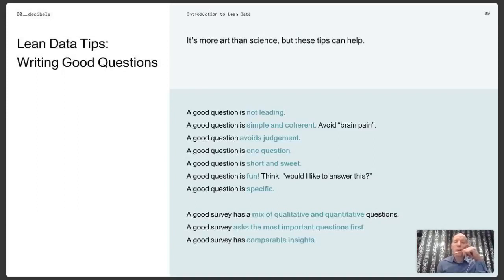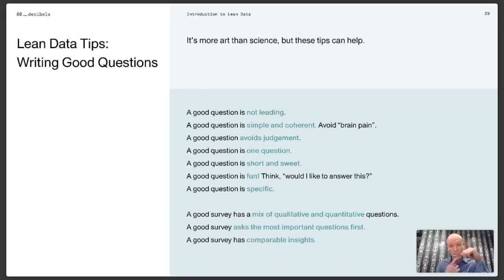But if it varies a lot, they may not know the answer to that particular question and what they did half a year ago. Third is a good question, avoids judgment. There's a famous story about IBM who, I think 20 plus years ago, asked a question along the lines of, would you buy an environmentally conscious computer that uses less power? And something like 90% of people said they would. When they made the computer, nobody actually bought it.